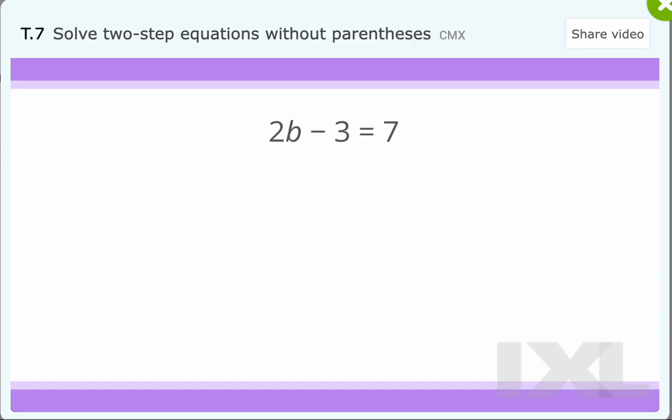Now let's try an example. Here we have 2b minus 3 equals 7. We're trying to isolate the variable b. So b is being multiplied by 2, then 3 is being subtracted from that. When solving two-step equations, we want to start by undoing the last operation, which would be the minus 3. The inverse of subtraction is addition, so we'll start by adding 3 to both sides.